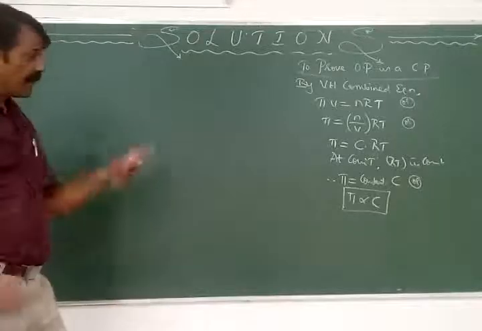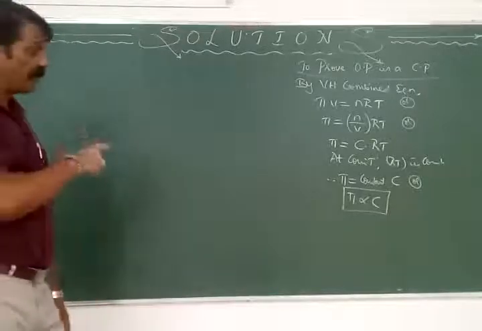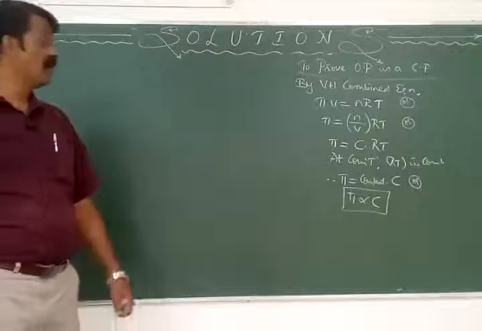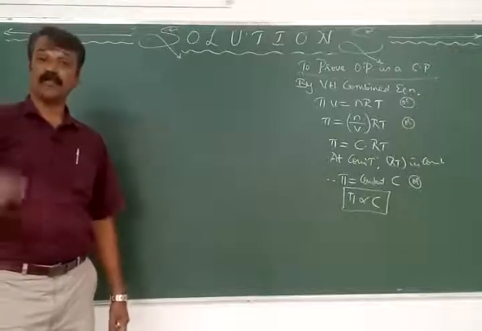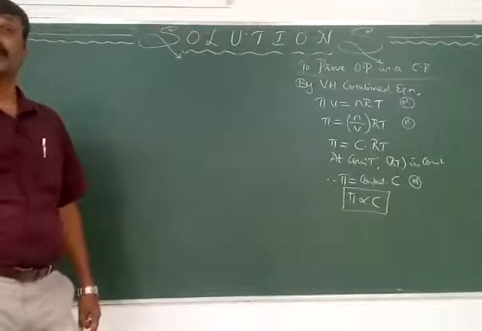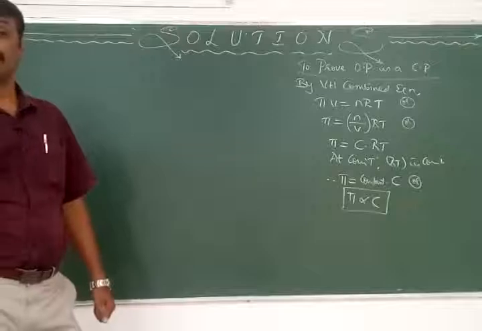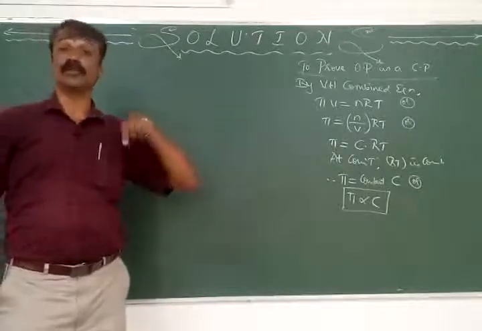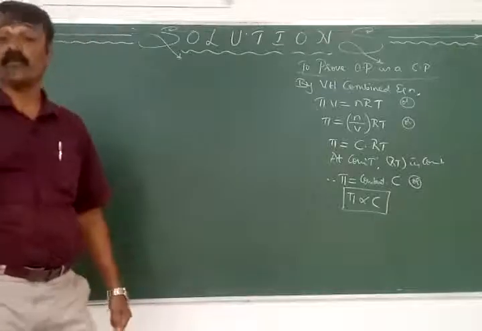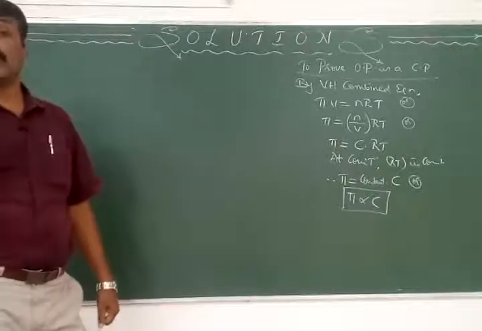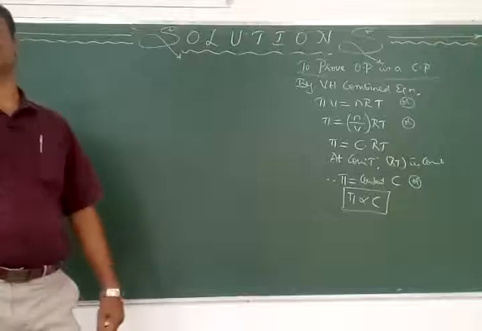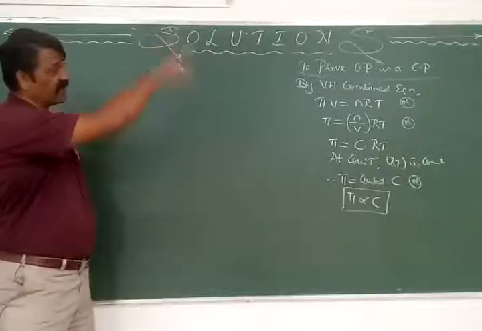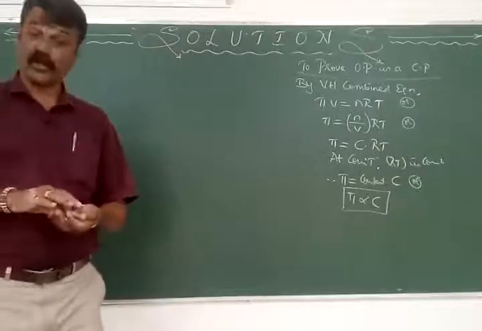Therefore, at constant temperature, the RT value is constant. Therefore, pi is equal to constant into capital C. Or if I remove the equal sign, it becomes pi proportional to C. Means the osmotic pressure of the dilute solution depends on the molar concentration of a solution. Molar concentration of a solution depends upon what? The number of moles of the solute particles in it, but not upon its chemical nature or its size. That is why it is an example for a what property? Colligative property.